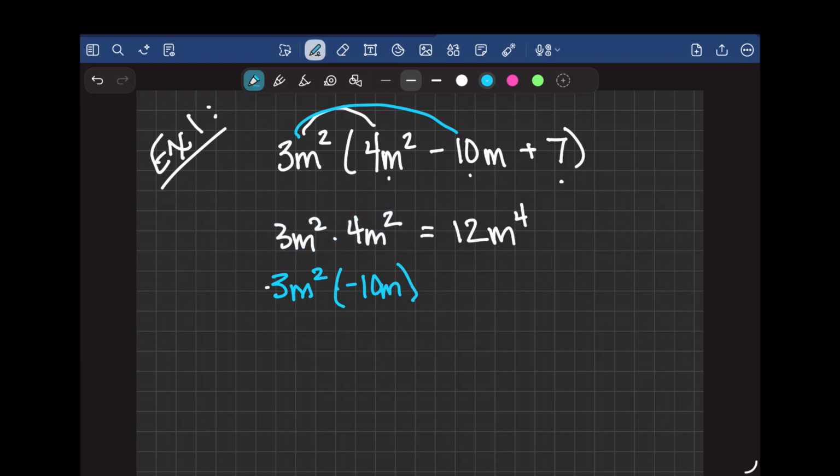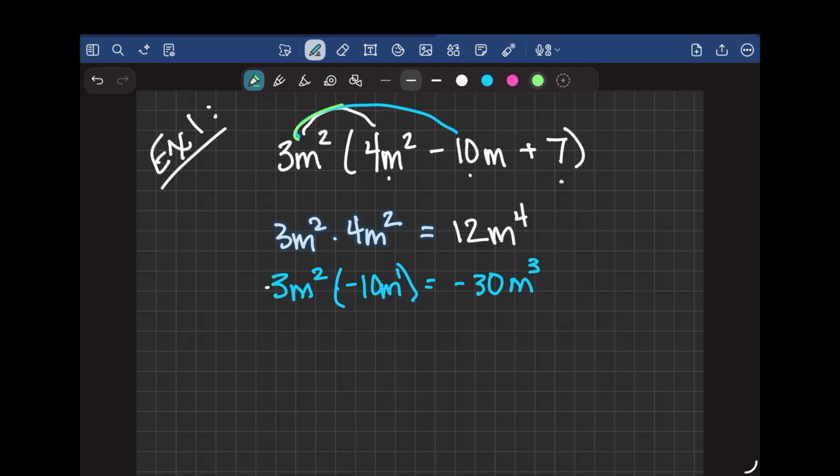So be really careful with those signs, and I'm going to use parentheses here. So positive 3 times negative 10 is a negative 30. Then we have m, and again, we add those exponents. When I don't see it, it's an invisible 1, so 2 plus 1 is 3.